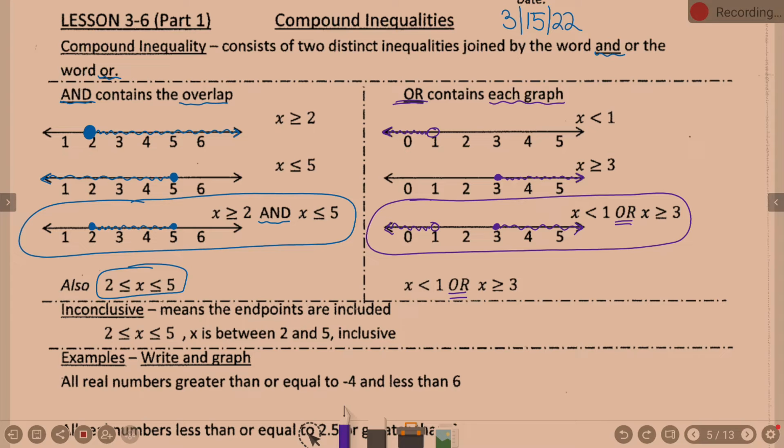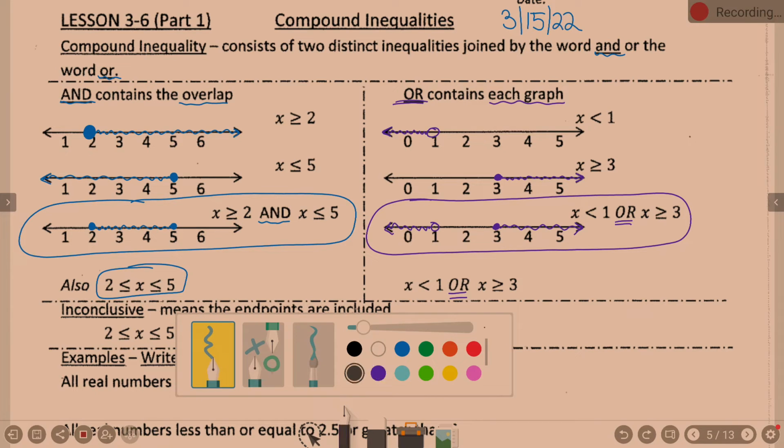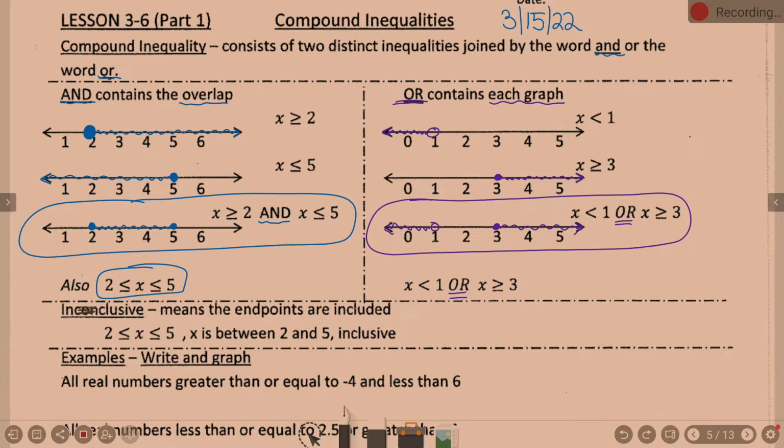Now, I think I have this next part on the next slide, but first of all, FYI, it's not supposed to say inconclusive. It's just supposed to say inclusive. A little bit of a typo there. So pretend the word is inclusive.